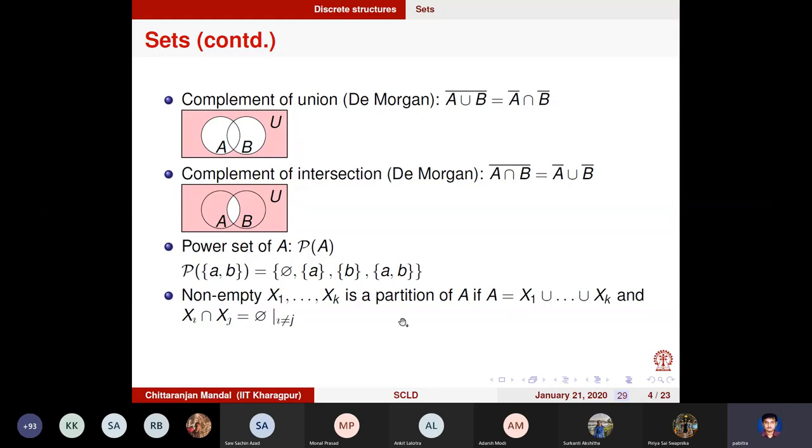And if you take any two xi, xj, from i equal to 1 to k, j equal to 1 to k, they have an empty intersection. There is no overlap between any xi and xj, if i not equal to j, of course. This is the exclusivity property. So if a collection of subsets x1 to xk follows the exhaustive and the exclusivity property, then that collection is called a partition of A.